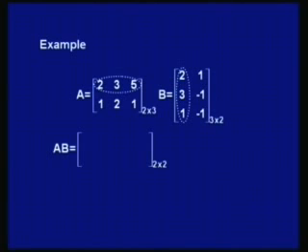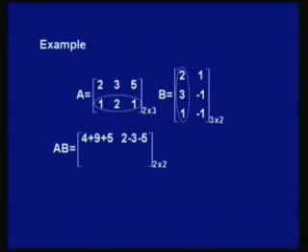The first element here will be obtained by multiplying the first row of the A matrix with the first column of the B matrix. So we have 2 times 2 is 4, 3 times 3 is 9, 5 times 1 is 5. And the next element is the first row, second column element. So the first row of A is to be multiplied by the second column of B, term by term. So we have 2 multiplied by 1, 3 multiplied by minus 1, 5 multiplied by minus 1, and that gives me the element 2, minus 3, minus 5.